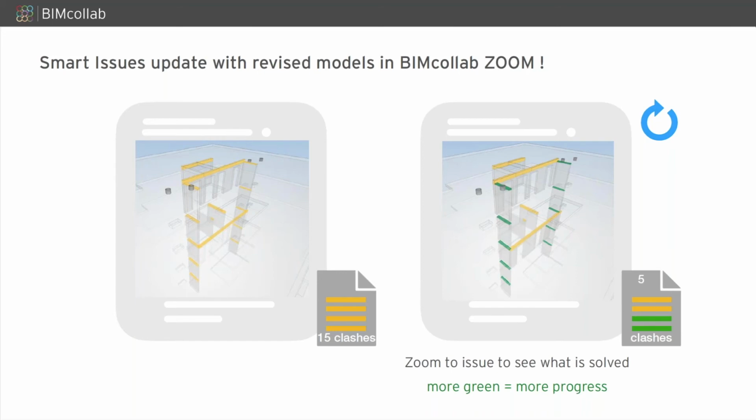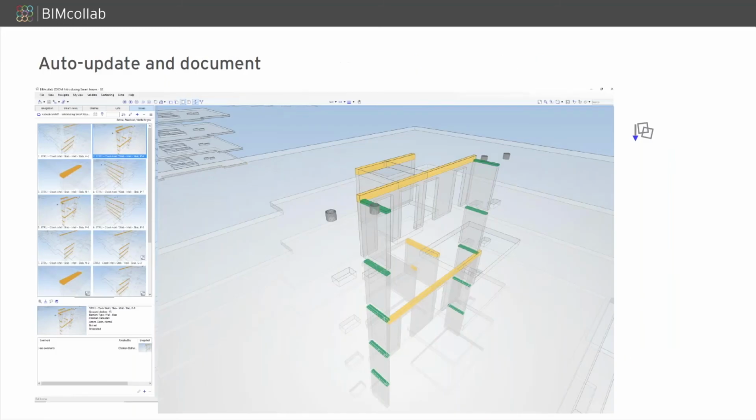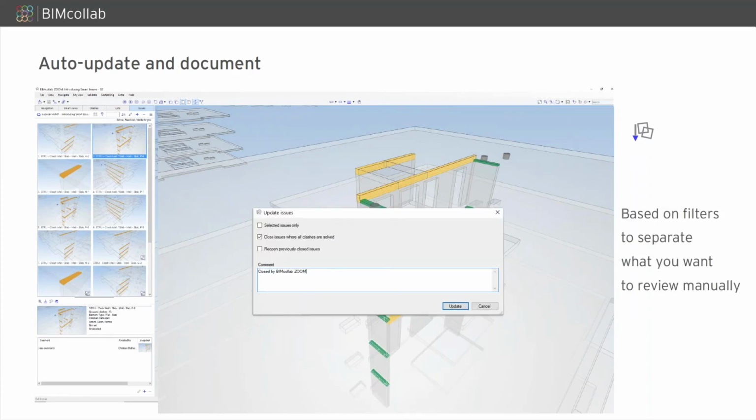Because we have this intelligence within the smart issues, we can even run an auto update directly from the issue panel within BIMcollab Zoom. So we can have the issues scan themselves, see if all clashes are resolved, even choose to close out the issues if they are all solved. You can add comments, and you can even update all of the viewpoint information to be displayed to all team members in the BIMcollab project.